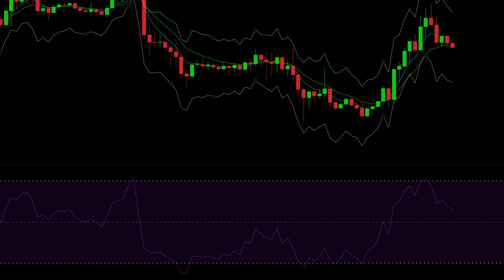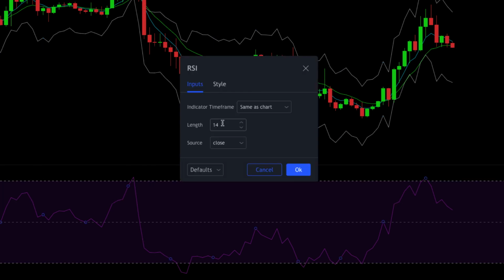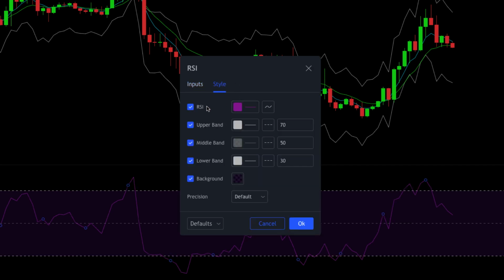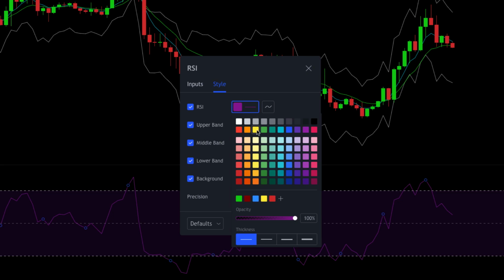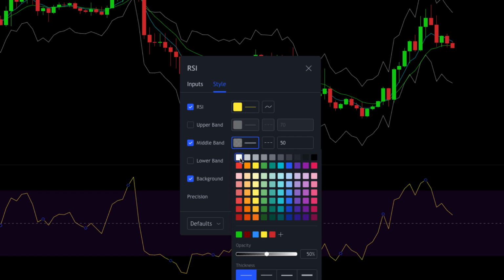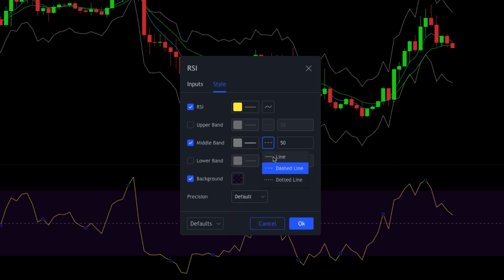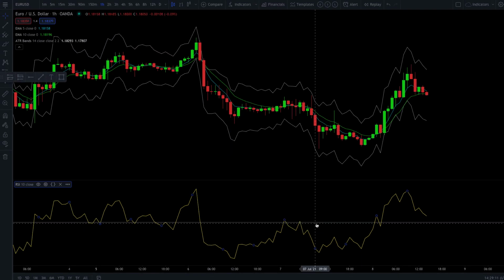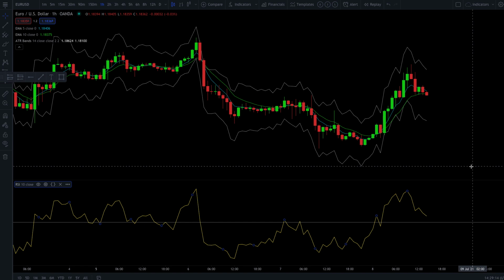And finally, the RSI, we are going to change the length to 10. And I'm just going to change the RSI line to yellow so everyone can see it better. Remove the upper and lower bands. We're going to keep the middle band at 50. I'll make it white again to see it better. Solid line. And remove the background. And now our indicators are set up. We could get into some examples.